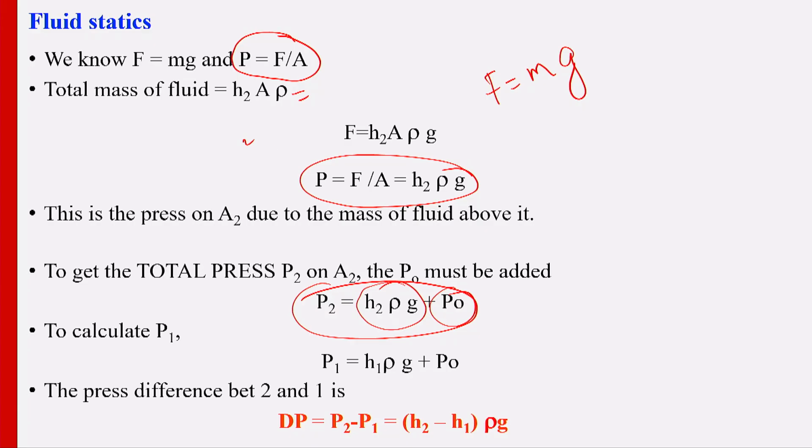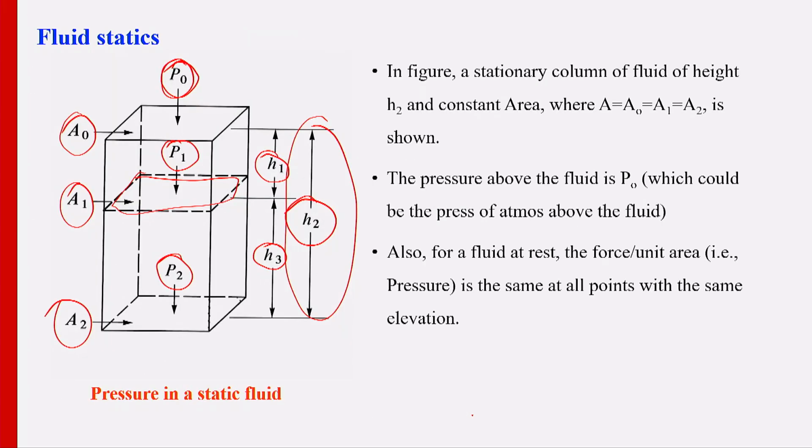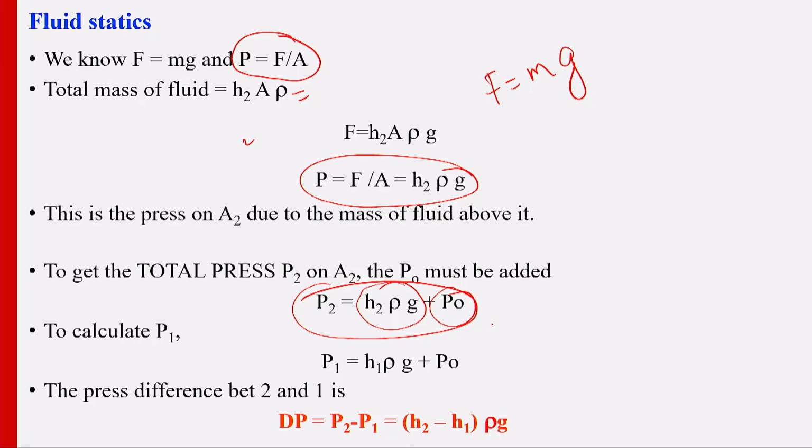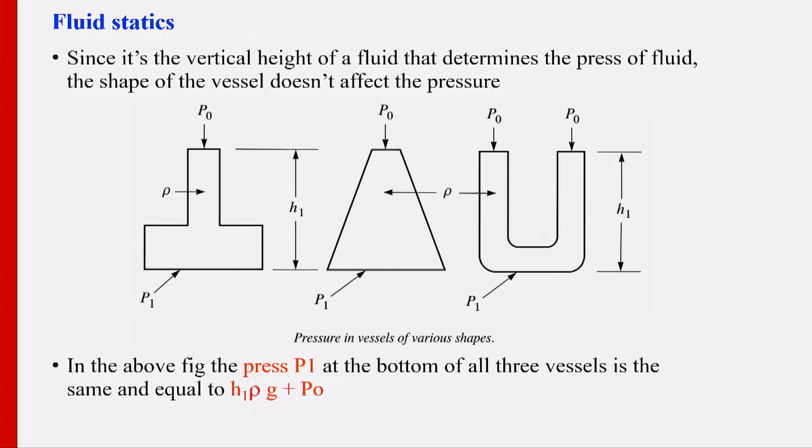So, when you want to measure the pressure difference, P2 minus P1, it is definitely the difference between H2 minus H1 into rho g. I will go back: P2 minus P1 equal to H2 minus H1 into rho g. So this is the pressure with rho into g, and there is a pressure drop, delta P.